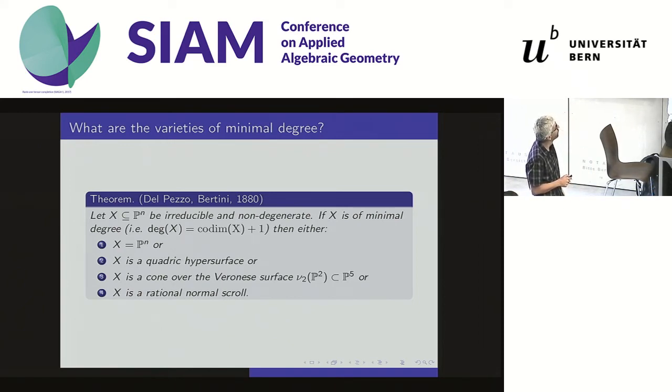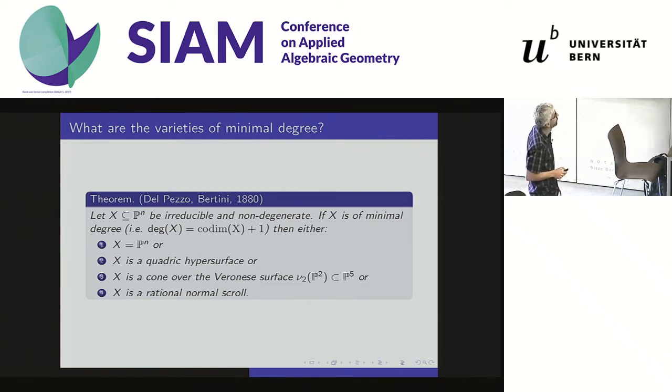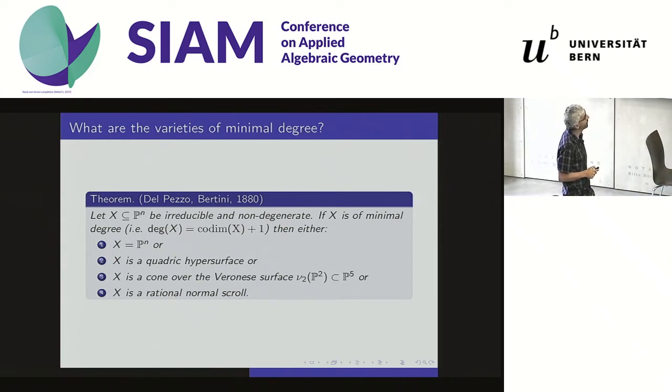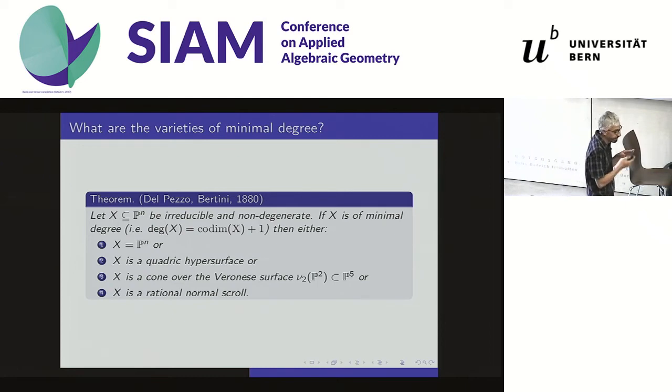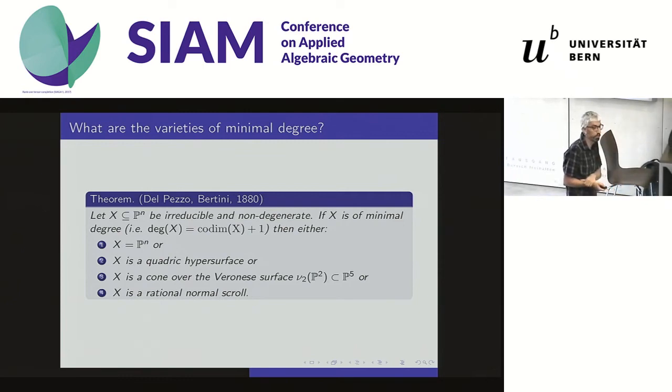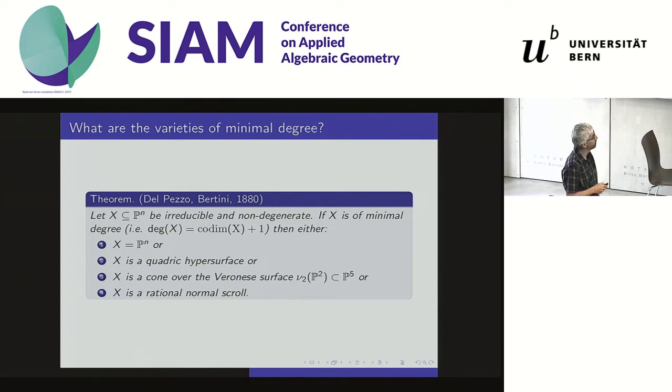I'll just read it. Let X inside P^n be irreducible and non-degenerate. If X is of minimal degree, then either X is projective space, or X is a quadric hypersurface, or X is a cone over the Veronese surface, or X is a rational normal scroll. If you don't know what these things are, maybe that's not so important. What I'm saying is it's an infinite list, but it's a list we really understand very well. Rational normal scrolls are many and very different. But if you want a concrete example of a variety of minimal degree, the twisted cubic, everyone's first example of a variety which is not a hypersurface, is a variety of minimal degree. It has degree 3 in P^3 and is a curve. So we do have a list and an understanding of all the varieties of minimal degree.